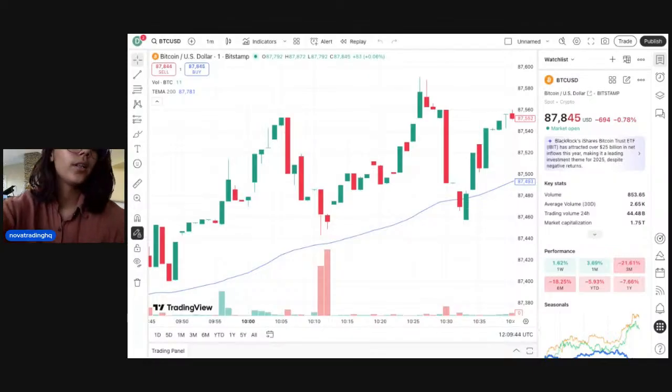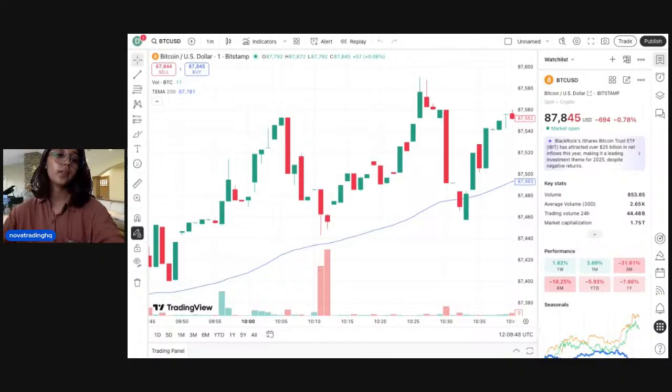Now, when you see the next candle, which formed at, let me quickly charge my laptop. It looks like my laptop is draining. Let me quickly recharge.